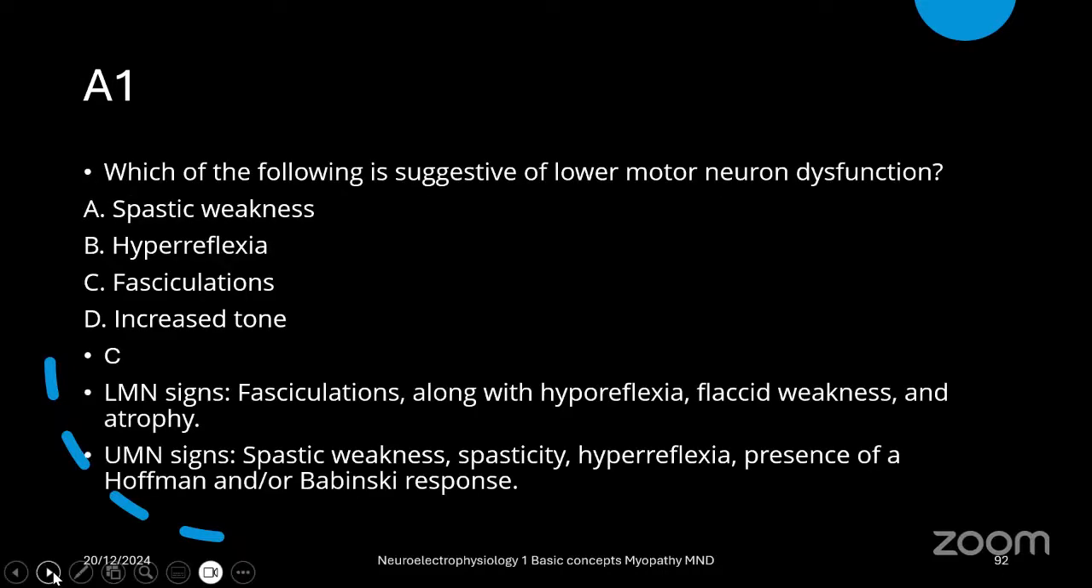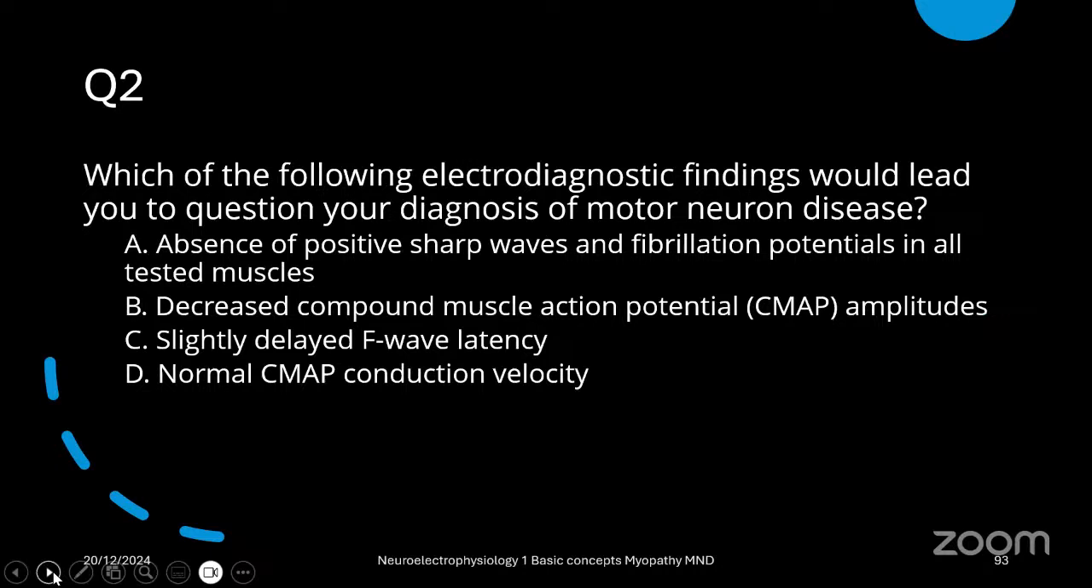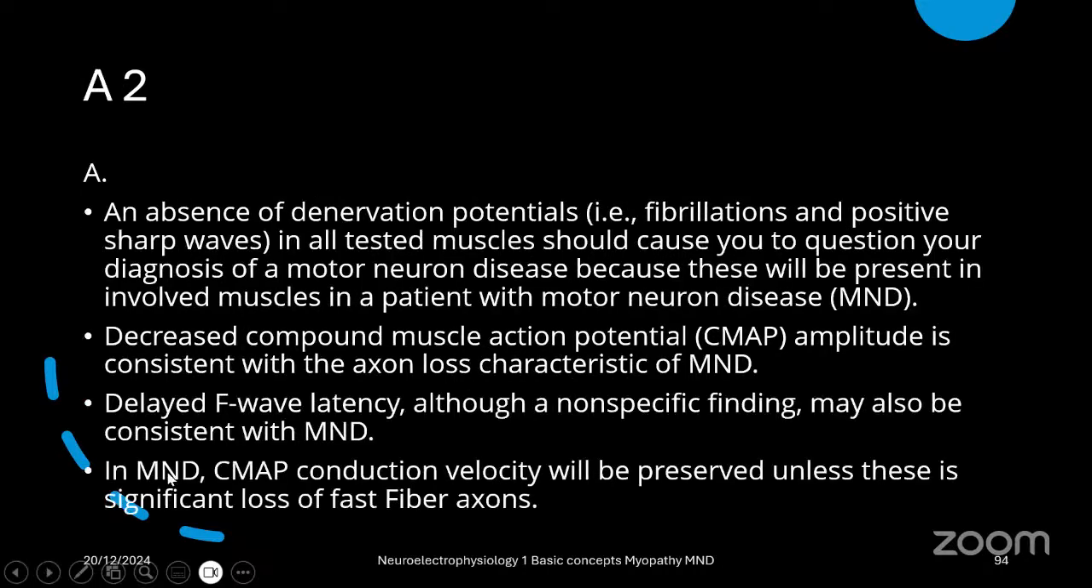Which of the following electrodiagnostic findings would lead you to question your diagnosis of MND? Absence of positive sharp waves and fibrillation potentials in all the tested muscles, decreased CMAP amplitudes, delayed F wave latency, normal CMAP conduction velocity. Yes, you should have these findings. Right, it's good. Last question of this.